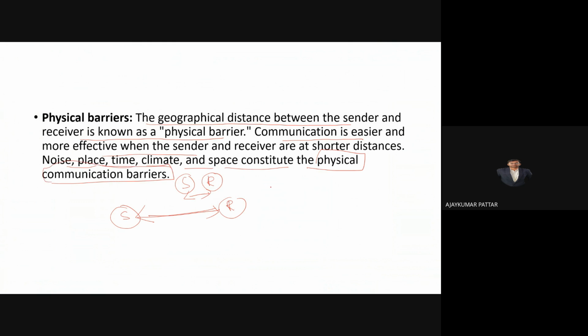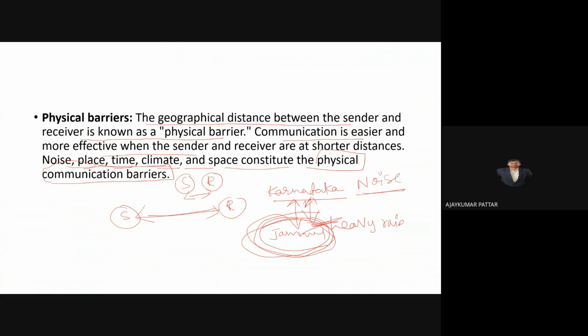For example, I am in Karnataka, someone is in Jammu. I am contacting him, but in Jammu there is heavy rain. Because of this climate change, I am not able to communicate properly with this person. So the time, climate, and place create certain disruption. That type of noise or barrier we call a physical barrier.